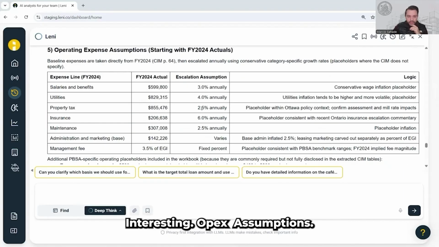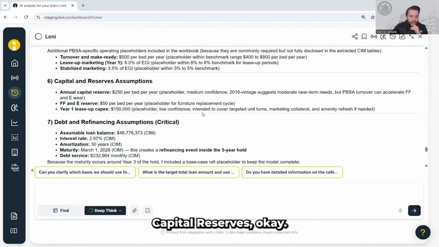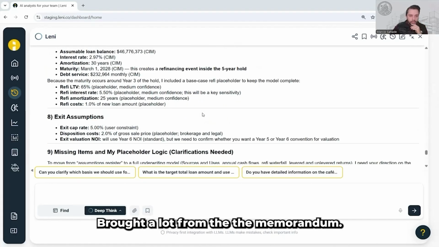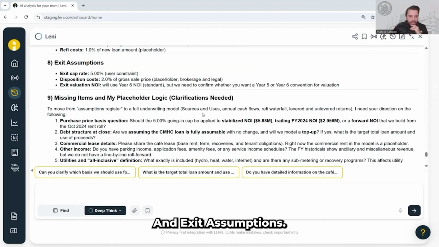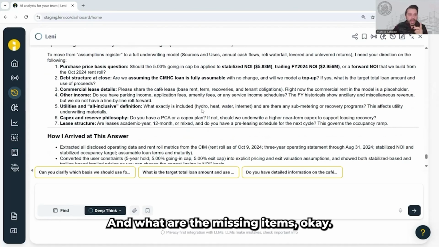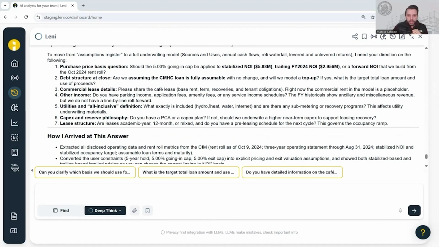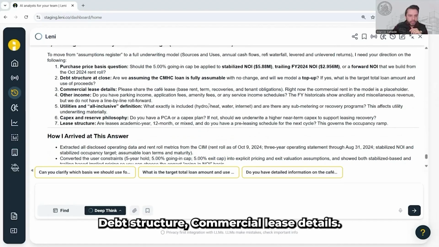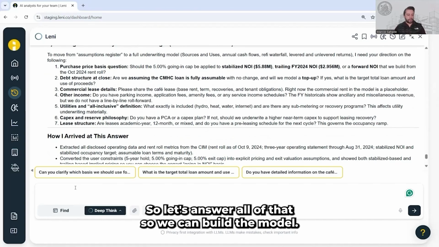Interesting. OPEX assumptions. It's really, really good. Capital reserves. Okay. Debt and refinancing assumptions. Okay. It brought a lot from the memorandum. The in-place debt. Okay. And exit assumptions. Really, really good. And what are the missing items? Okay, that's good. From the purchase price basis question. Okay. Is it based on the stabilized NOI, trailing NOI, or forward NOI? The debt structure, commercial lease details. So let's answer all of that so it can build the model.